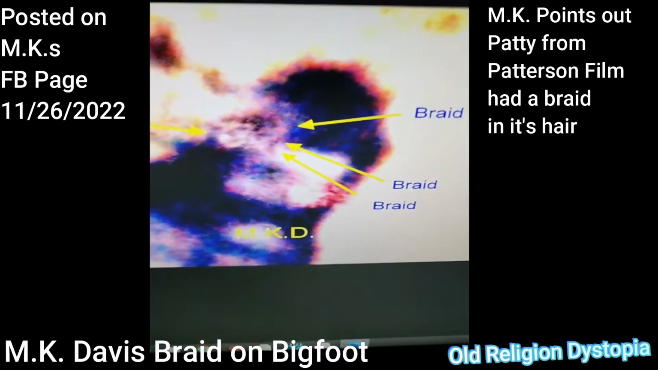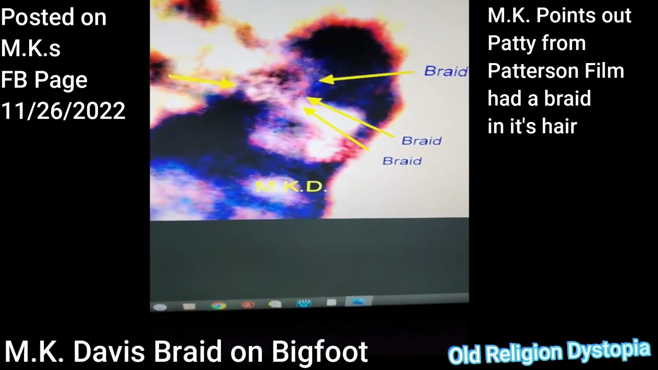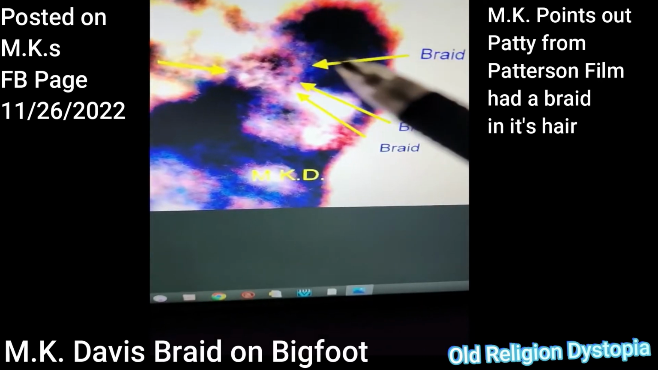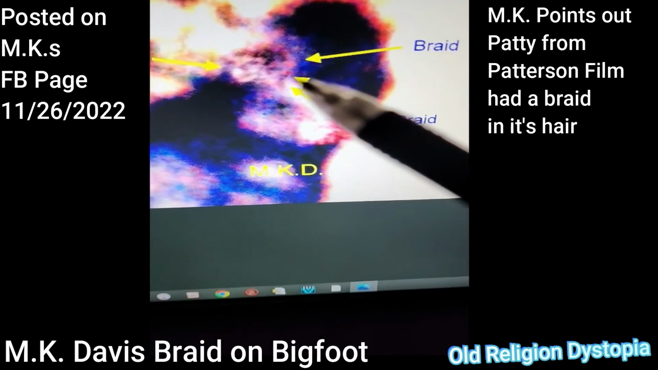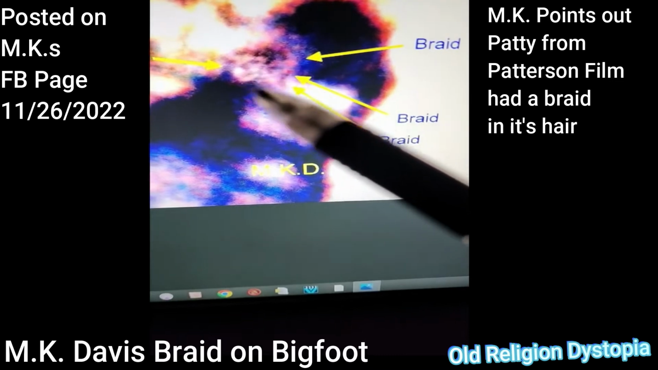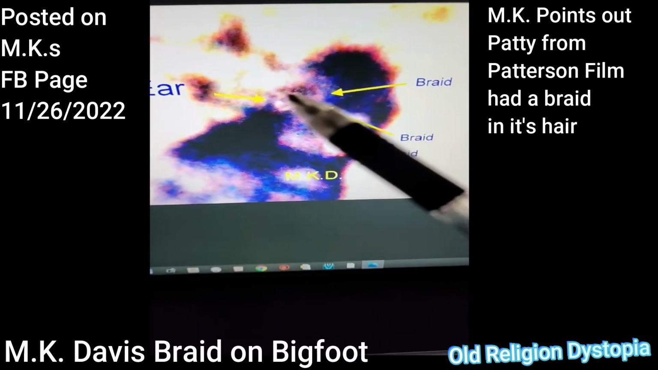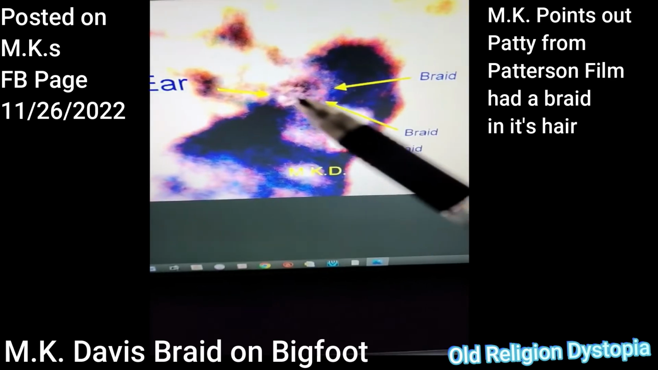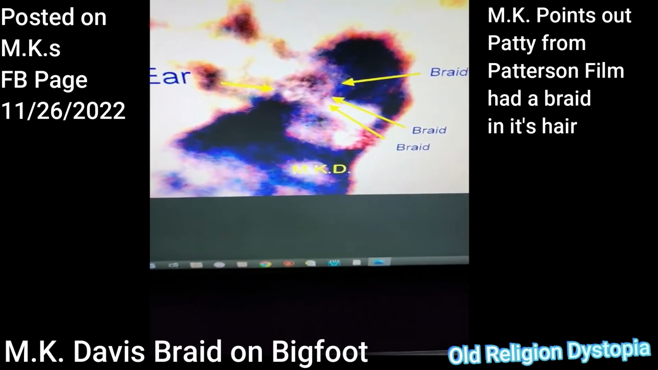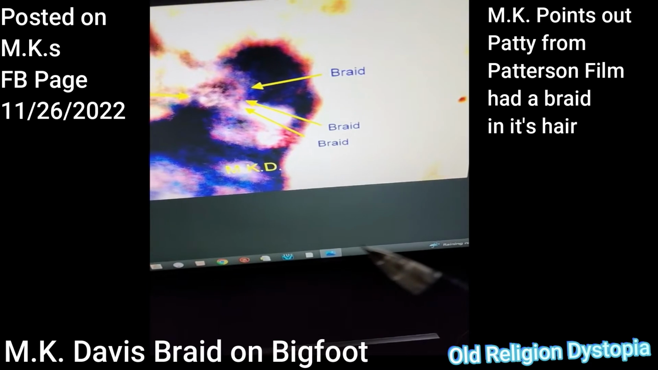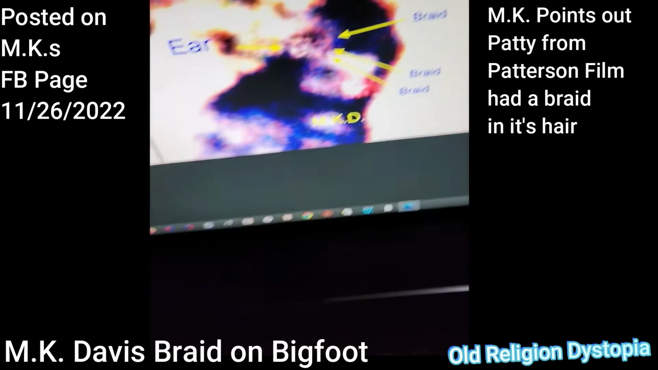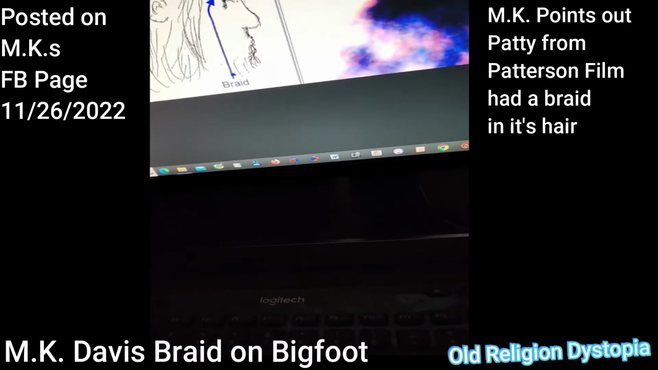Here's frame 017, and you can see there's your braid right here. There's your ear. Formerly, before the wind picked it up, it was over the ear, or covering most of the ear. And I can show you that in a raw form.